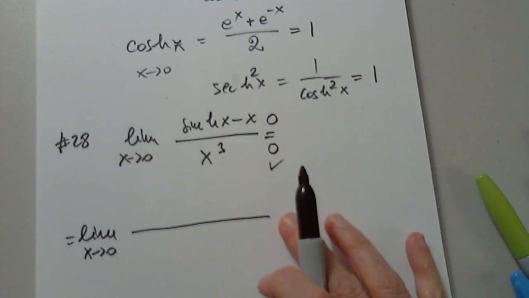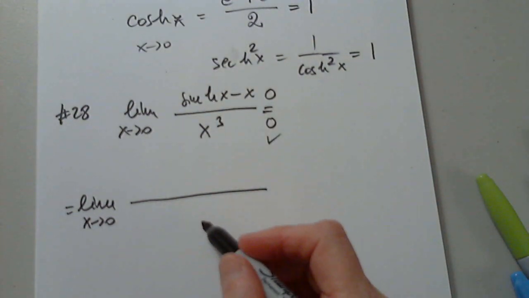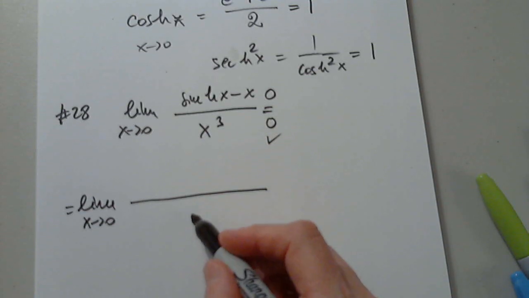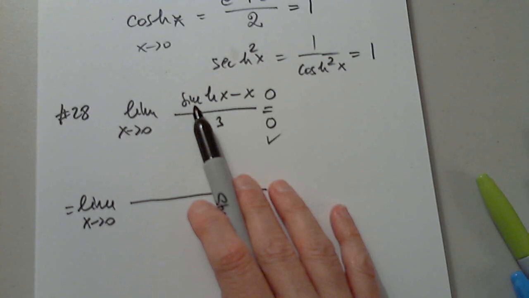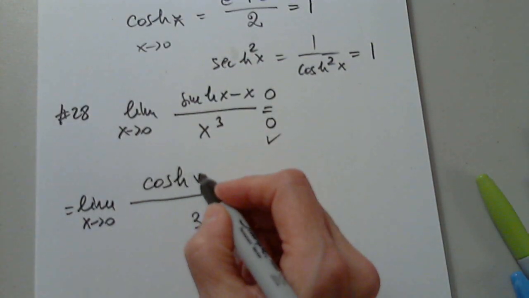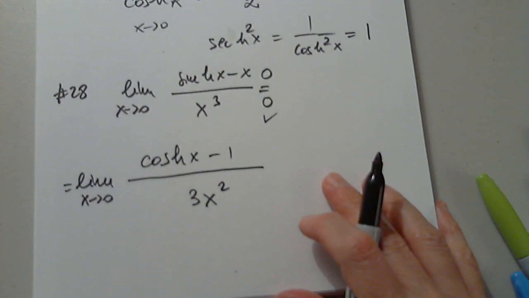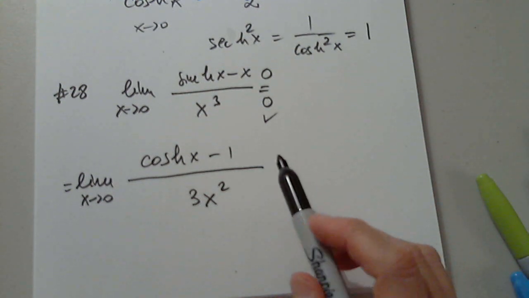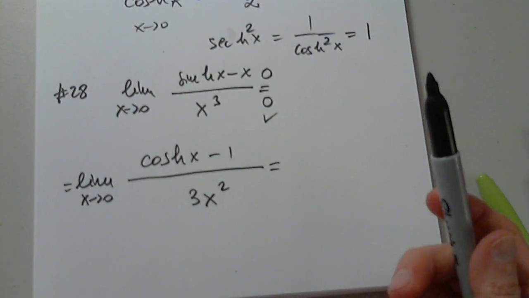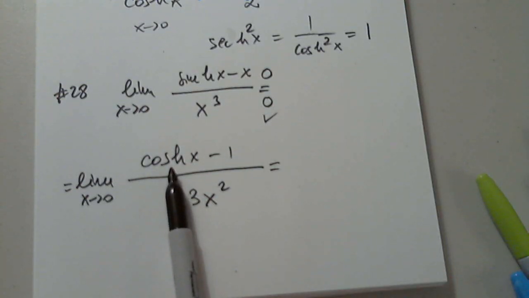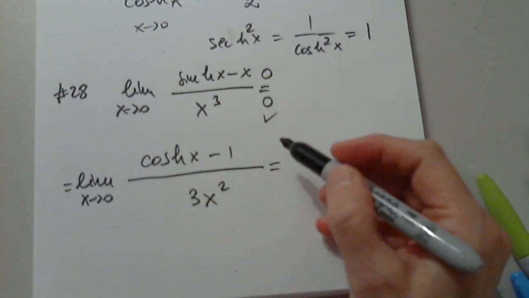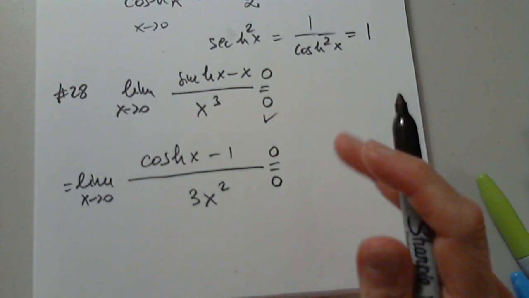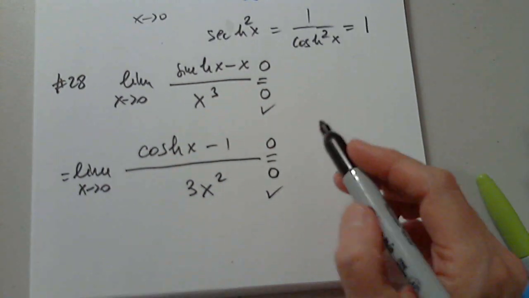Can anyone differentiate the easy one, x cubed, and I'll put it here. 3x squared. Good. So now when we differentiate sine, we get hyperbolic cosine, and minus 1. Okay, so now I have to try again, and we just determined that hyperbolic cosine at 0 is 1. So 1 minus 1 is 0, and the denominator is also 0. Fine, still L'Hopital's rule. Let's continue.